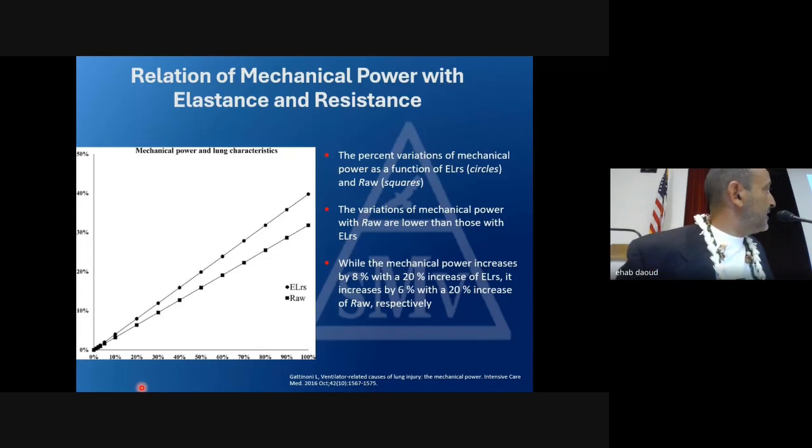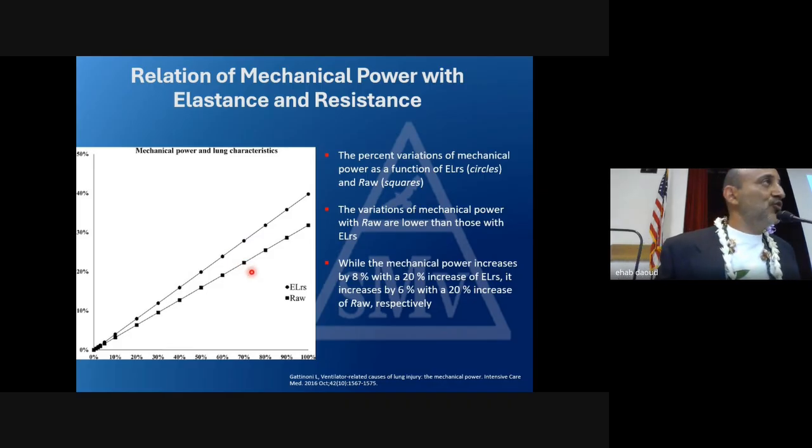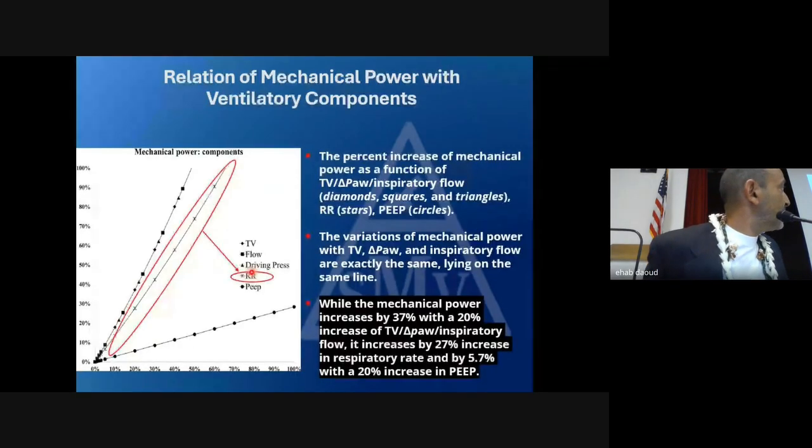Since I said I'm going to concentrate on resistance, this is also a study by Dr. Gattinoni. Again, God bless his soul. He's one of my heroes in mechanical ventilation. He just died earlier this year. Anyway, this is the relation between the elastance, the resistance and mechanical power. The more you worsen the elastance, the more the mechanical power will increase, basically more than with resistance. And again, one of the questions is, we don't know if resistance is even important. I really don't think so.